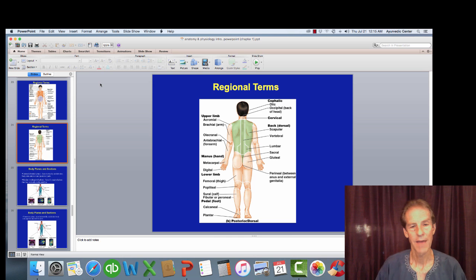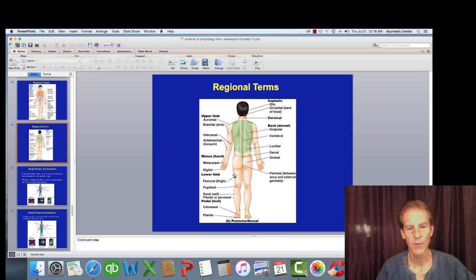In the back, we have the scapular area of the shoulder blade. We have the vertebral area up in the center of the spine, marked by this arrow. We have the lumbar, sacral, and gluteal areas, the cheeks.